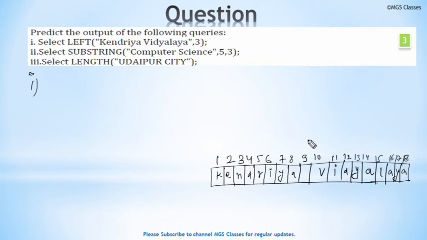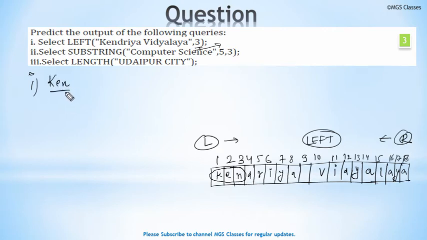So you need to know what the left function does. The left function does extraction of the string from the left side. Its argument is passed as 3, so it will extract the leftmost 3 characters. So left hand side is this and right hand side is this. So the leftmost 3 characters will be what? These 3, KEN. So its output will be KEN. Very simply you can write.